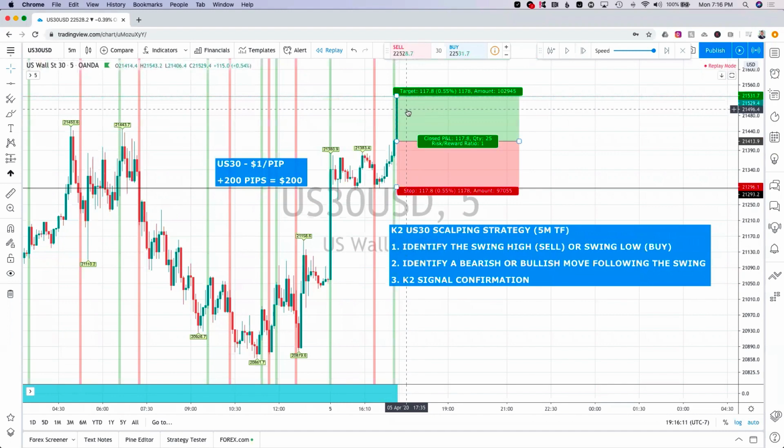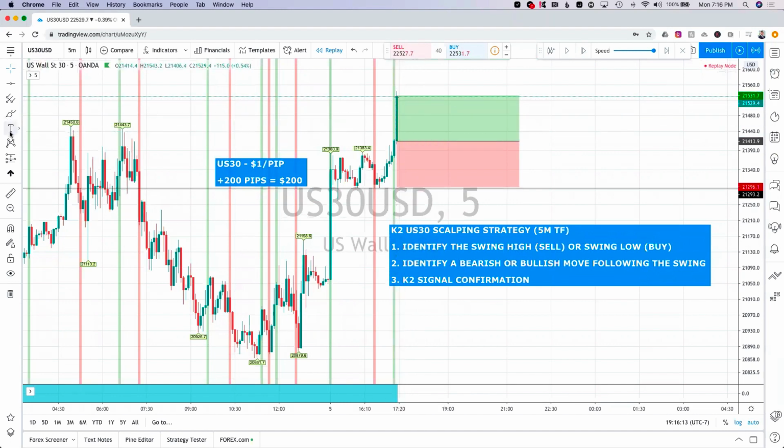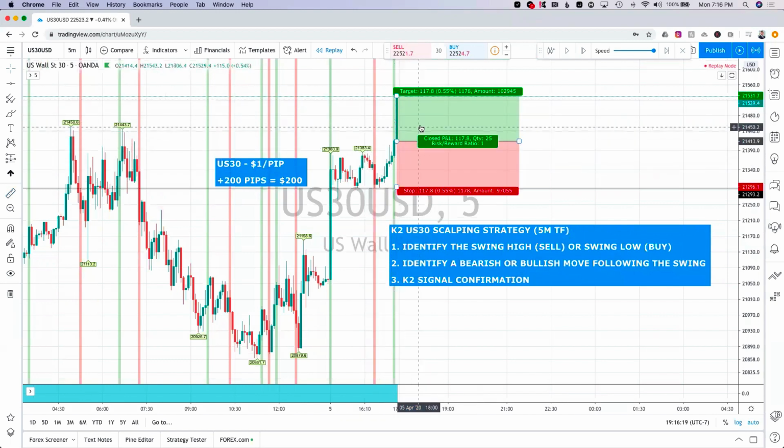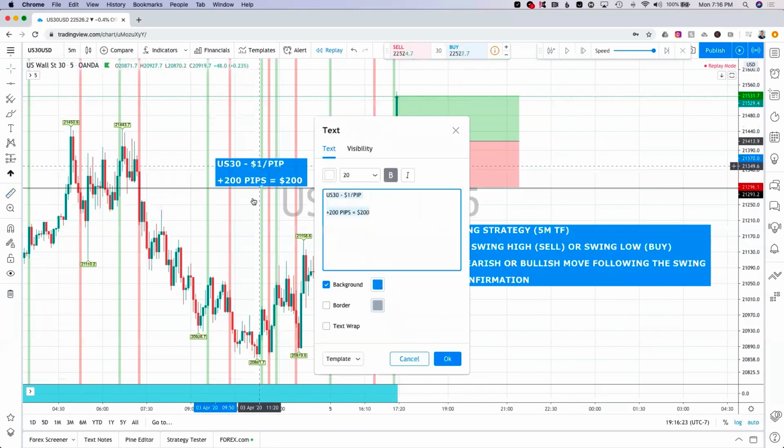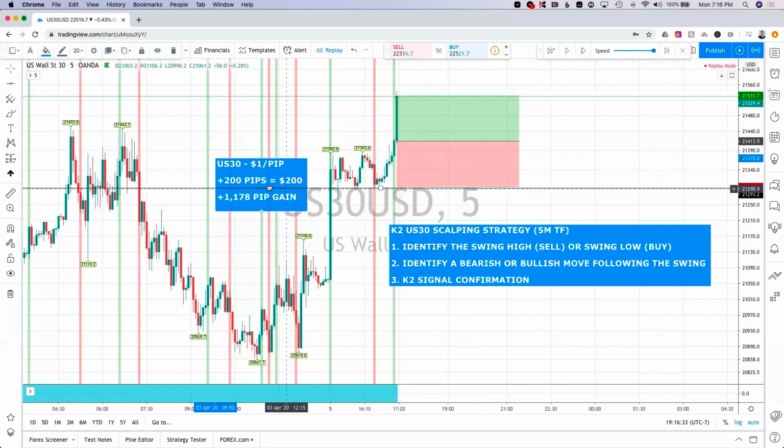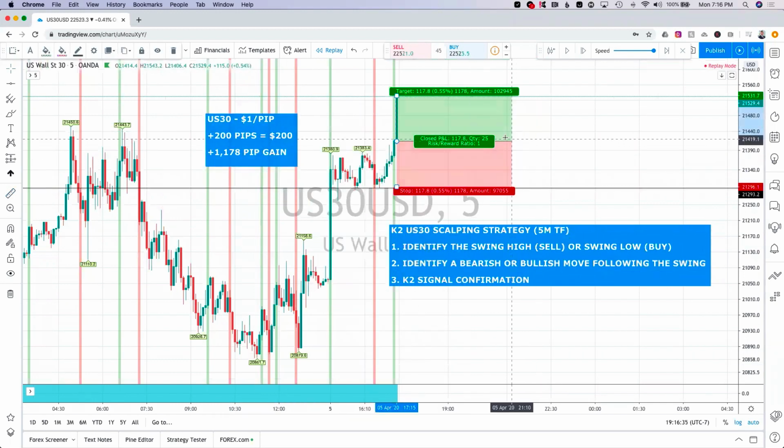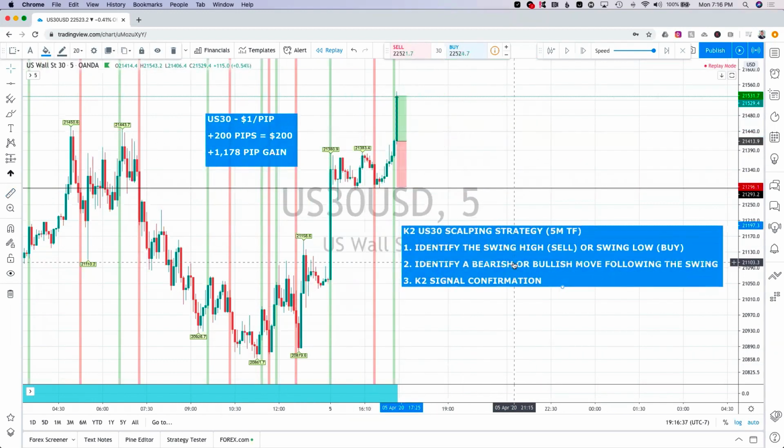And it would have hit profit target in like 5 minutes. So in this situation, you wouldn't need to move your stop loss because it went straight to your profit target. And then there you would have made 1,178 pips. So we got that. Well, yeah, so there's one in right there. And then we're just going to keep going.